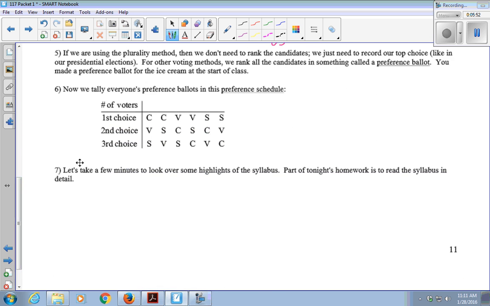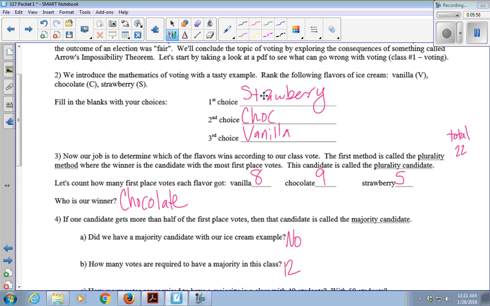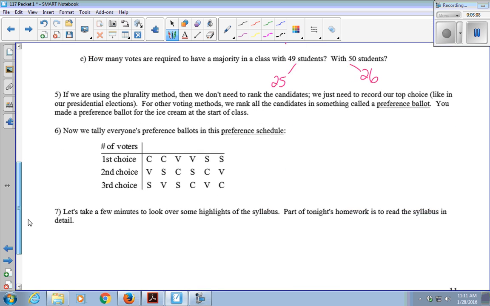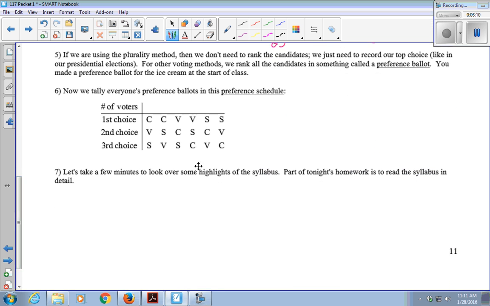All right, if we use the plurality method, then we don't need to rank the candidates. The fact that I had strawberry in first place, followed by chocolate and vanilla, my chocolate and vanilla ranking didn't matter at all, right? We just looked at the fact that I had strawberry in first place. So when we use the plurality method, the rest of your rankings don't matter, right? We just record the top choice, which is what we do like in presidential elections. We just vote for our first place candidate.